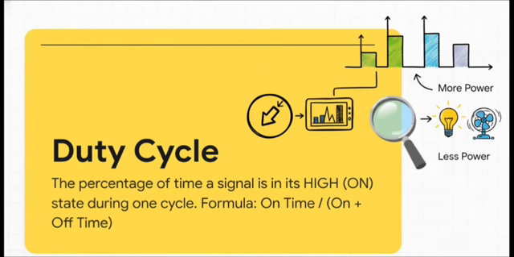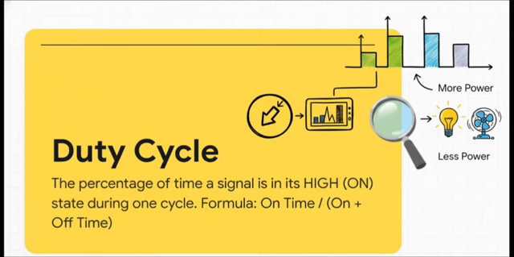Okay, now we need to learn the most important piece of jargon in the world of PWM. It's called duty cycle. It sounds a little intimidating, but it's dead simple. The duty cycle is just the percentage of time the signal is on during one full cycle. That's it. In our water tap example, one full cycle was 2 seconds long, right? 1 second on, 1 second off. The tap was on for 50% of that time.